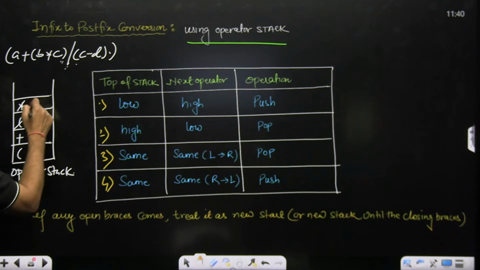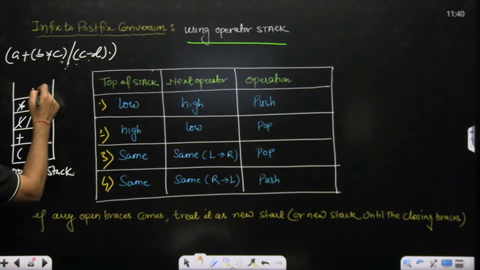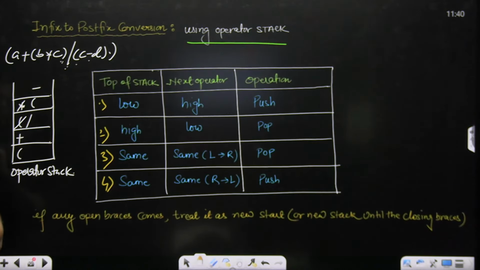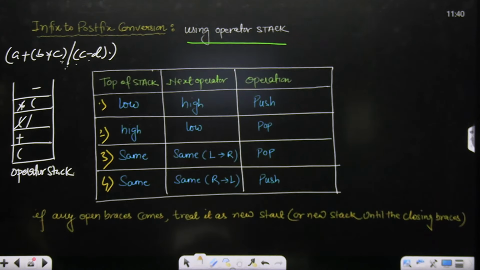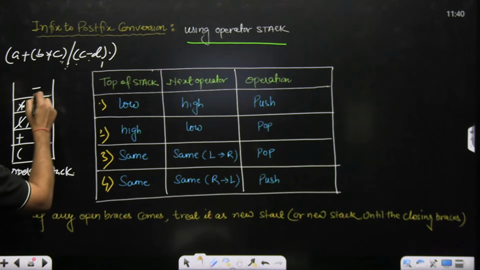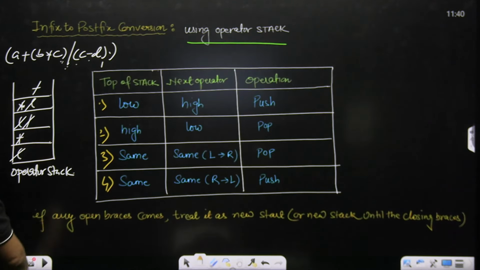And after this opening parenthesis, the next operator is minus. Don't compare this minus with this division, because it comes after the opening, so it is treated as a new start, right, student? Okay, fine. Then this closing, pop up to the left, and then this closing, pop up to this left. So this is the meaning of this line, student.